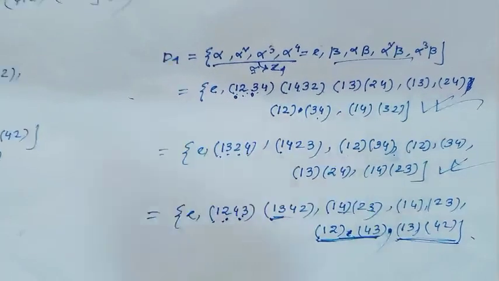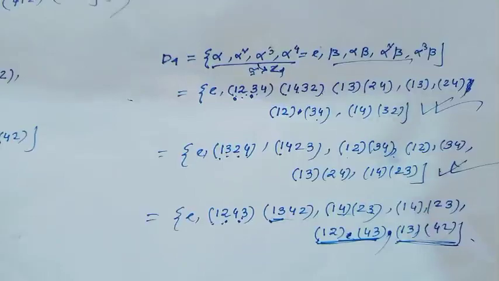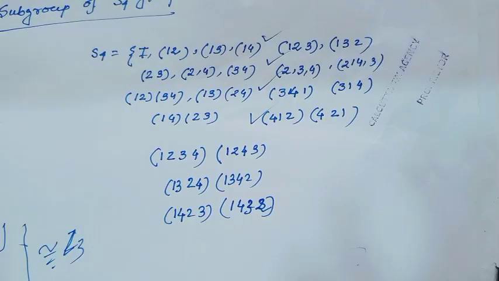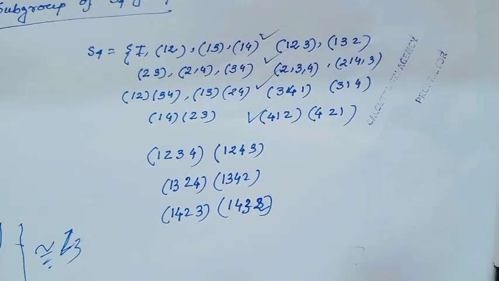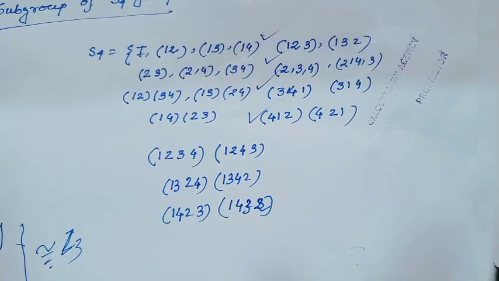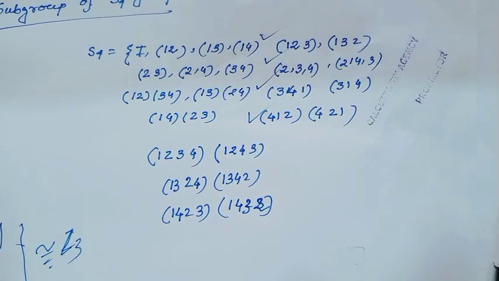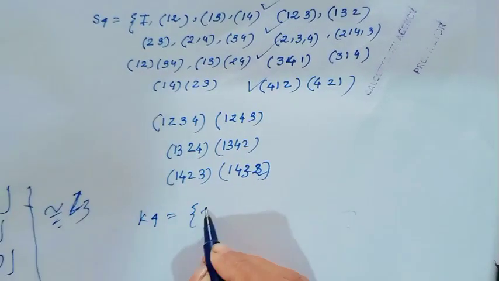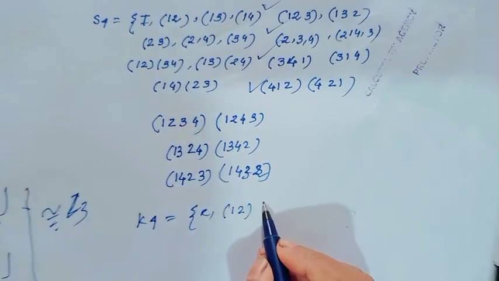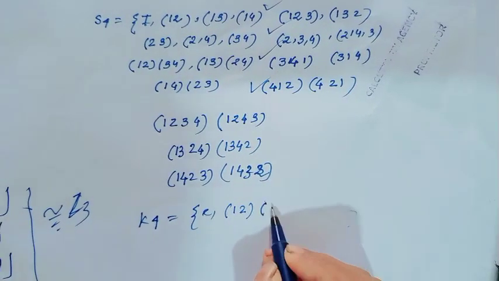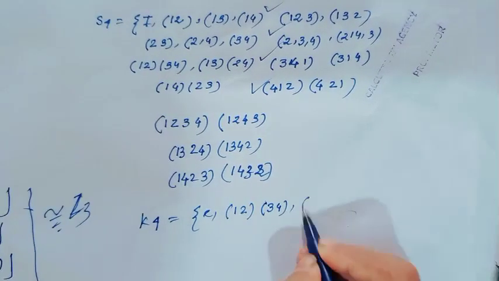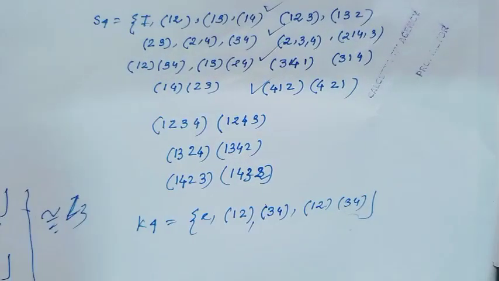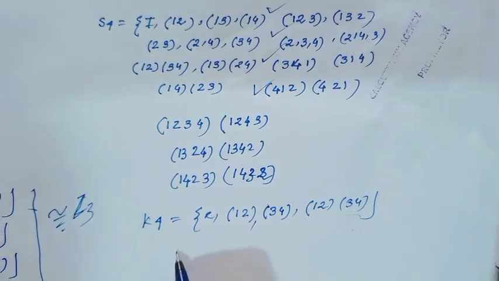Then the other subgroup would be K4. This is a very easy type of subgroup. The Klein 4 group subgroup in S4 would be such type. We all know in the Klein 4 group there exist 3 elements of order 2. That means K4 would be such type: identity, (1 2)(3 4), and the other cycle would be (1 2 3 4). This is one subgroup which is isomorphic to K4.